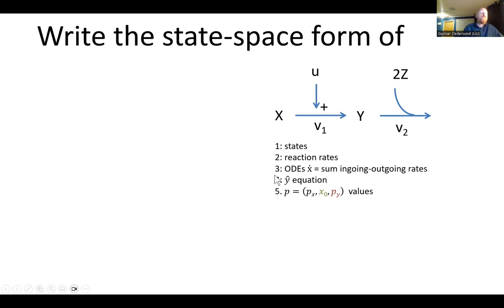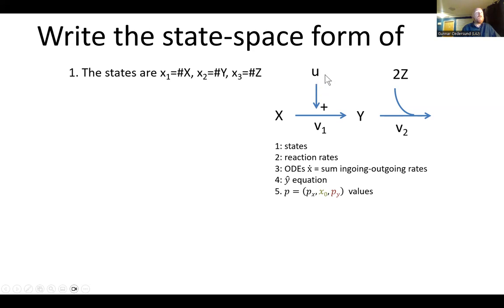If you also want to have information about the output, so how to compare with data, then you also need a measurement equation, and that together with the initial conditions form all of the parameters. And these things we will talk much more about in some other videos. So here the states are simply x, y, and z.